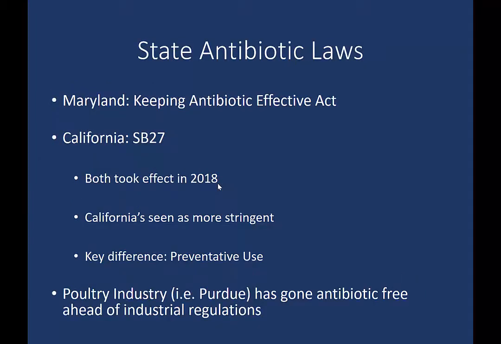Maryland and California are the only 2 states that have passed laws that are more restrictive than the veterinary feed directive, okay? The key difference is that California is a little more stringent. They've added extra laws on the preventive use of antibiotics, in addition to not being able to use them to prevent disease in other animals. We can still use them with a veterinary feed directive, but it restricts how proactive you can be, okay?